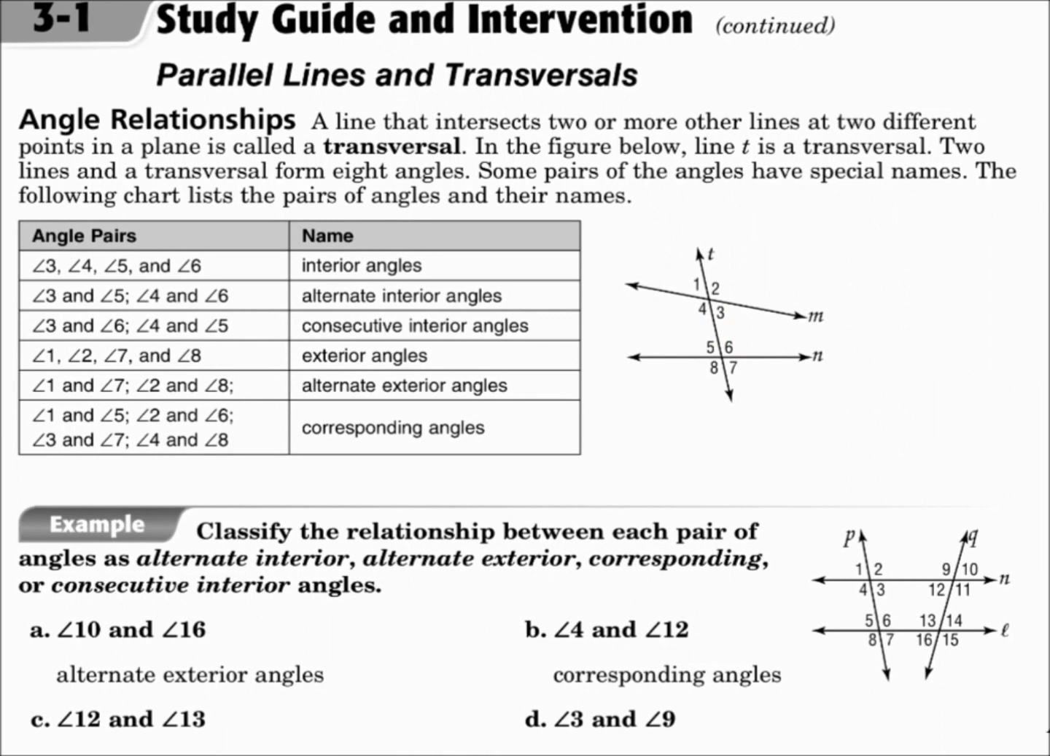The interior angles that are on the same side are consecutive interior angles, like angle 3 and angle 6, or angle 4 and angle 5. They're in between the two lines, and they're on the same side of the transversal.